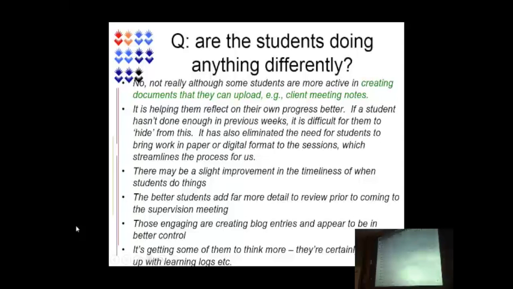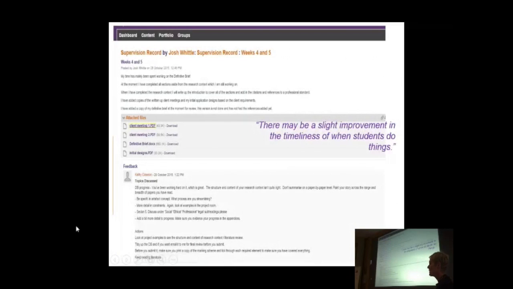The point about there may be a slight improvement in the timeliness of when students do things, I think we are seeing this. So for example, they'll go out and they'll have meetings with their clients, and typically they would come along to a supervision session and you'd say, how many client meetings have you had? Oh, I've had 3 now. Can I see the evidence for that? And they would say, oh, I haven't written it up yet. And you would wait months until you saw that sort of thing being written up. But now they're getting onto it straight away because they know they can do it and they can upload it and then they can forget about it.